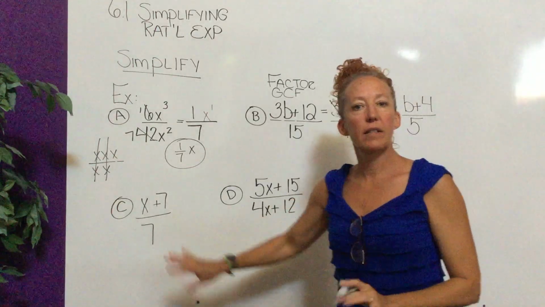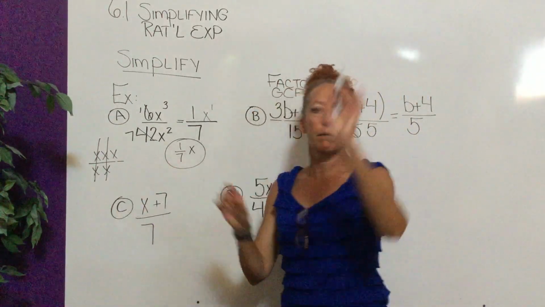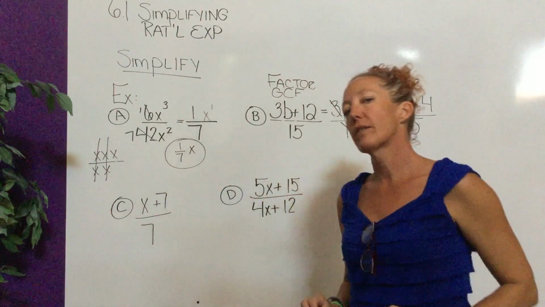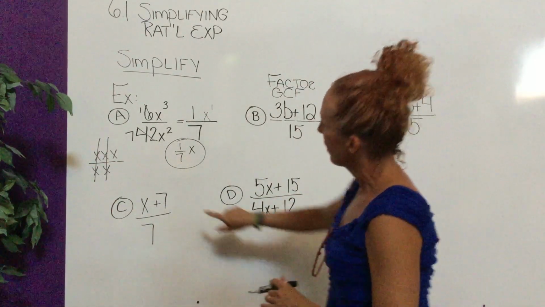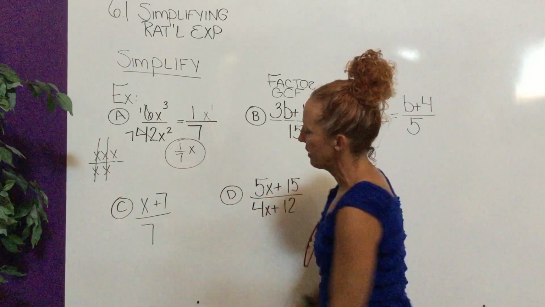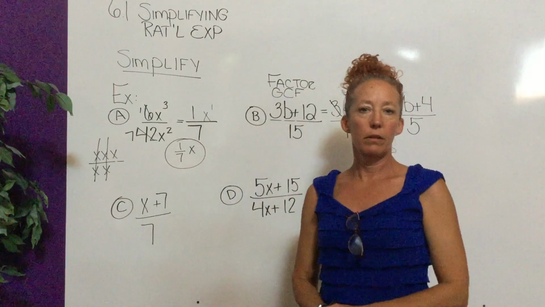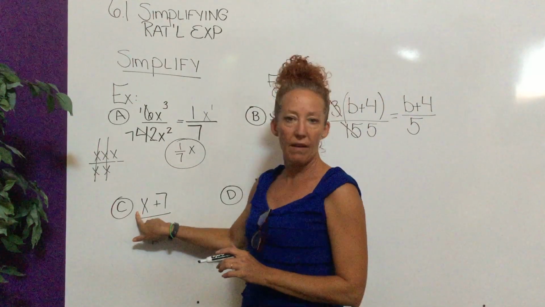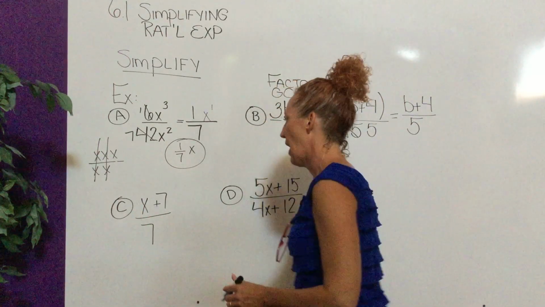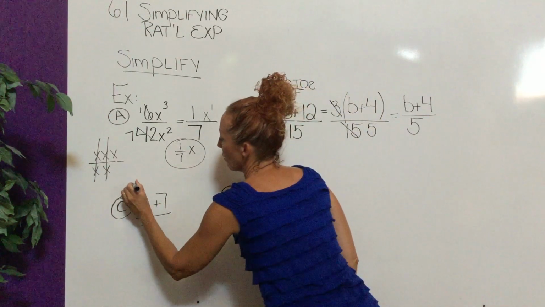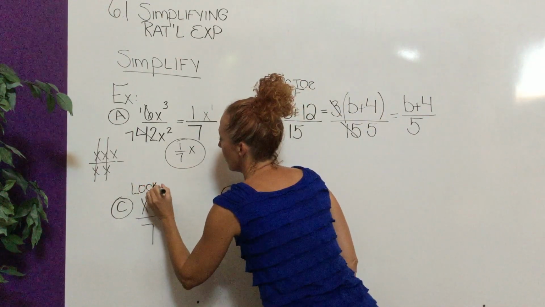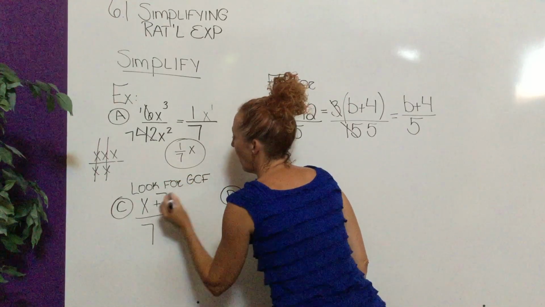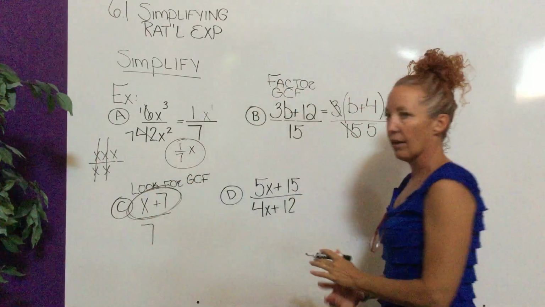I would circle C, make big stars around it, indicate that, highlight it. Here's what students tend to do. They see the 7 there, they see the 7 there, and they cross it out. You can't do that because there's not a 7 in front of the x. So you need to look for that GCF.